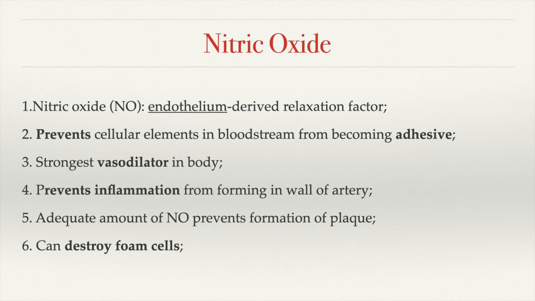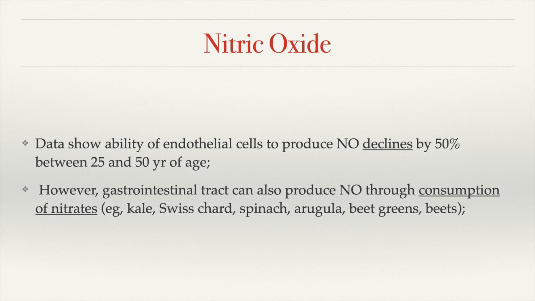It's the strongest vasodilator in the body, and prevents inflammation from forming on the wall of the arteries. An adequate amount of nitrous oxide prevents the formation of plaques and can destroy foam cells. Data shows the ability of endothelial cells to produce nitrous oxide declines by 50% between the ages of 25 and 50 years of age.